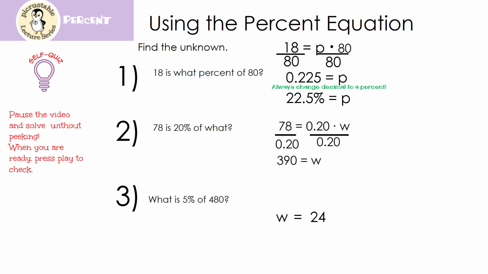Awesome! Let's look at number 3, the last one. Here's my equation. What is the W? Is equals 5%, which I changed to 0.05. We have to change it to a decimal. Of means multiplication, and then I just have 480. For this one, I just had to multiply 0.05 times 480. We get W equals 24. Awesome!